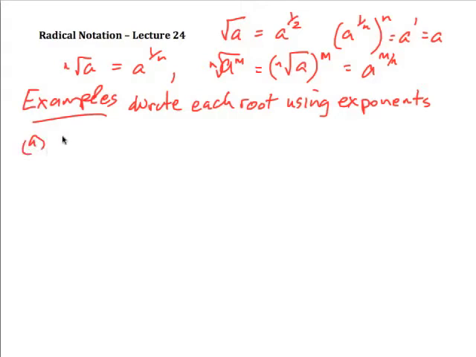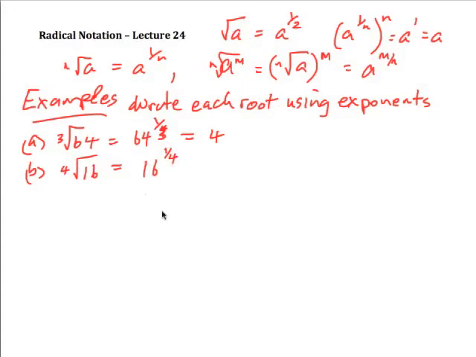For example, if I have the cube root of 64, that means I'm looking for 64 to the power of 1 over 3, which means I'm looking for a number that, when multiplied by itself 3 times, gives us 64, and of course this would be 4. Okay. Part B, we could do the fourth root of 16. This would be 16 to the quarter, a number multiplied by itself 4 times to give 16, and that would be 2.